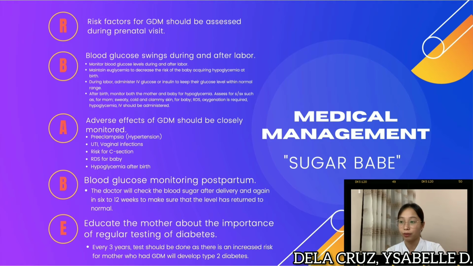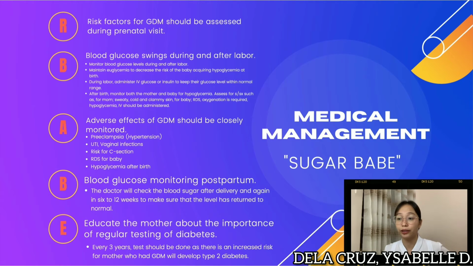Hypoglycemia after birth. For letter B, which stands for blood glucose monitoring postpartum, the doctor will check the blood sugar after delivery and again in 6 to 12 weeks. This is to make sure the blood glucose level ng mother is bumalik na sa normal state. Next is E, which stands for Educate the Mother about the importance of regular testing of diabetes.